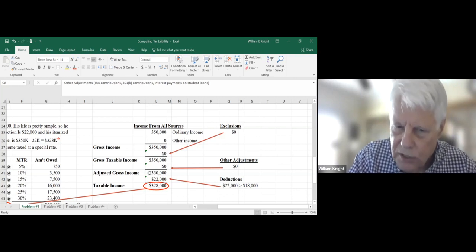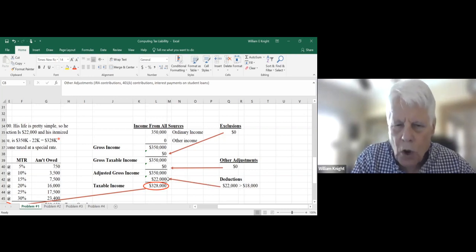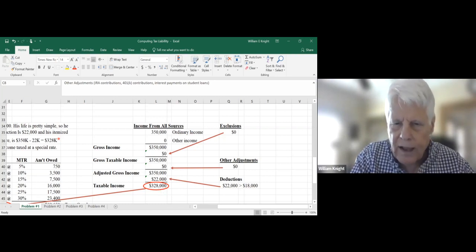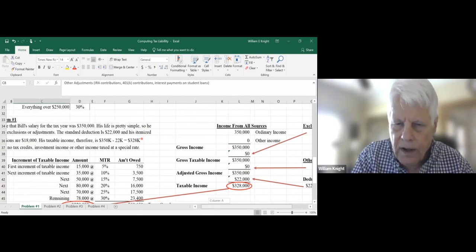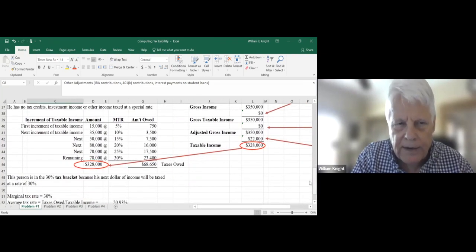He does have deductions, of course. Everybody can take the standard deduction, which in this case is $22,000. So his total taxable income is $328,000. Now let's look over here to the tax table and figure out what his tax liability is.